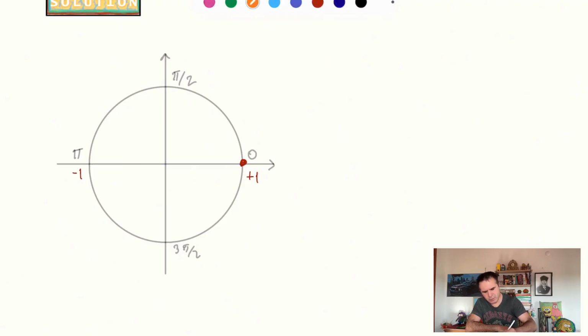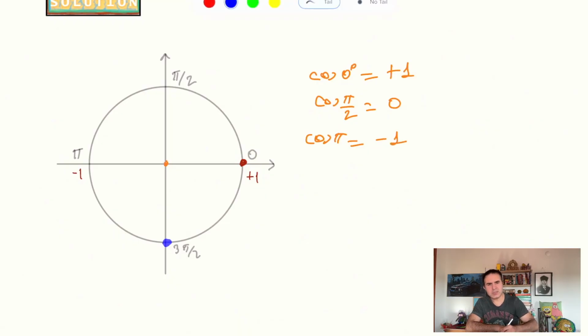Cosine of 0 is plus 1. For the cosine of pi over 2, the cosine is here, so cosine of pi over 2 equals 0. And at the angle pi, the cosine is here, minus 1, so cosine pi equals minus 1. For the angle 3 pi over 2, the cosine is here at the origin, so cosine of 3 pi over 2 is 0 again.